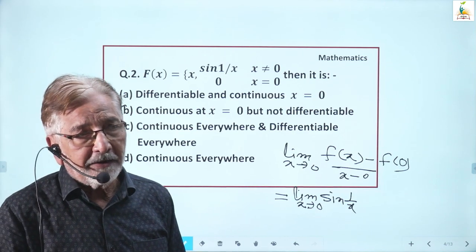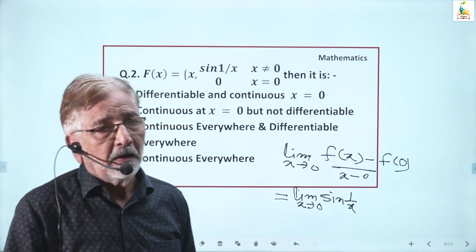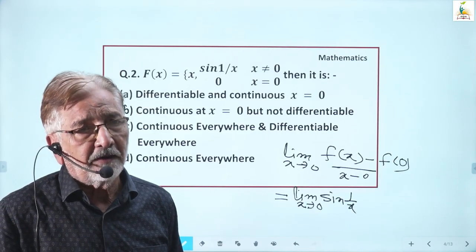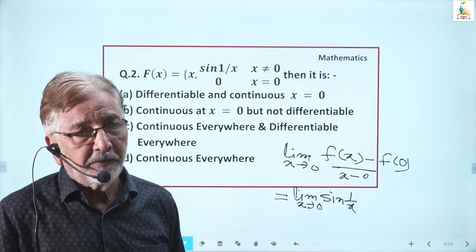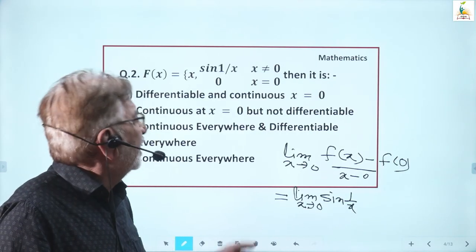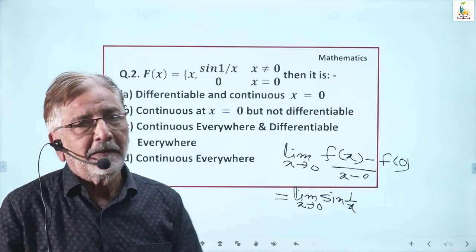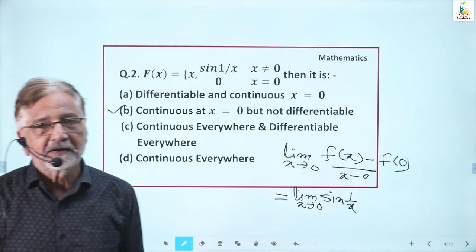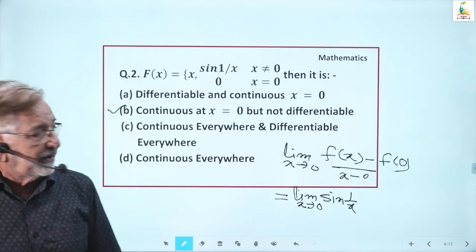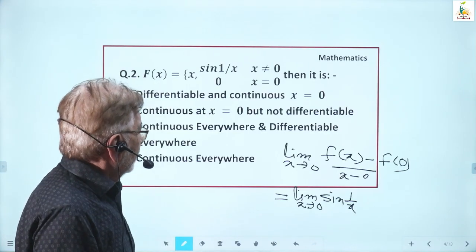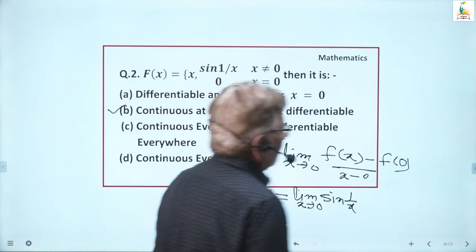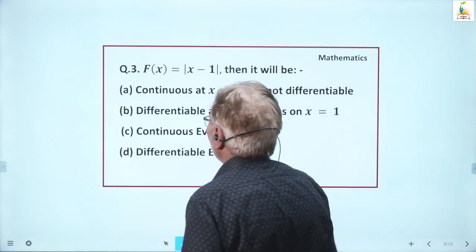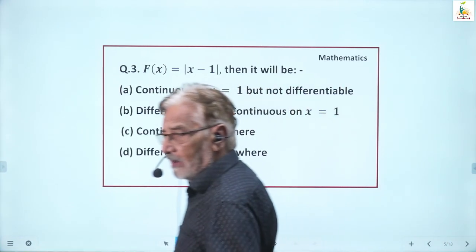We have applied two rules. First, we have tested the continuity, according to the previous chapter of continuity. Then I have applied limit x tends to a, f(x) minus f(a) upon x minus a, which does not exist. So the answer is second.